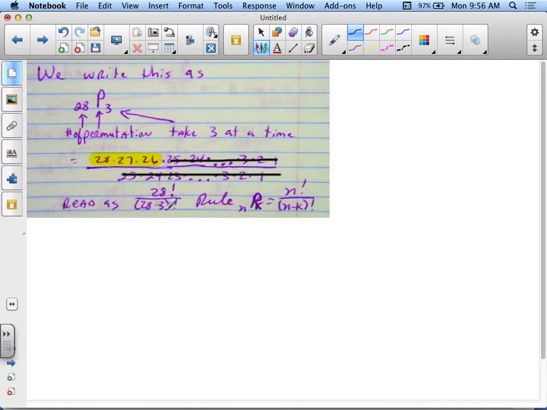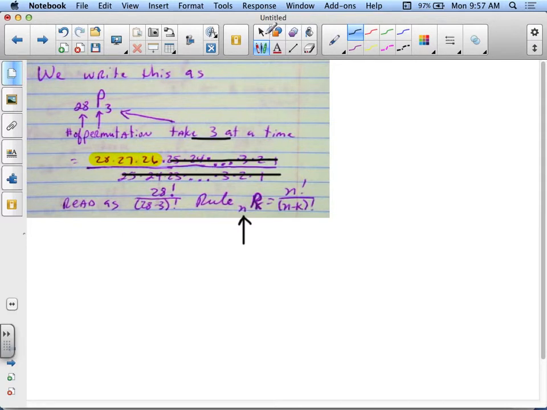So I can only use 3 of them, and the rule is n, that's the number I have to choose from, permutation, and the k is how many I'm taking. Like this case, I was taking 3 at a time. So you just use those numbers to plug into the formula. So n was 28, so I had 28 factorial. Then 28 minus 3 factorial. And that is how you write a permutation.